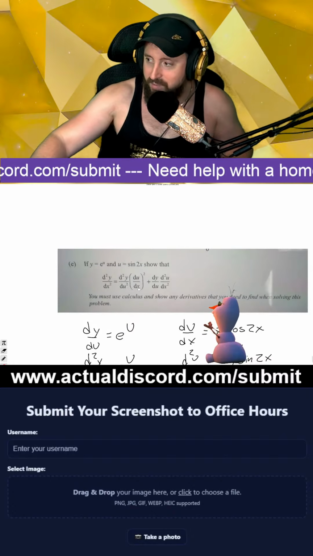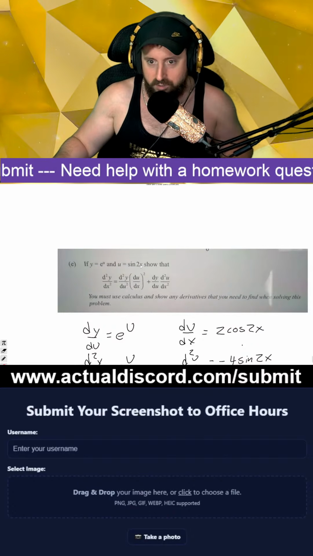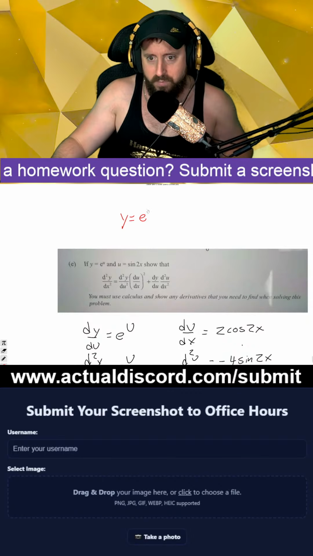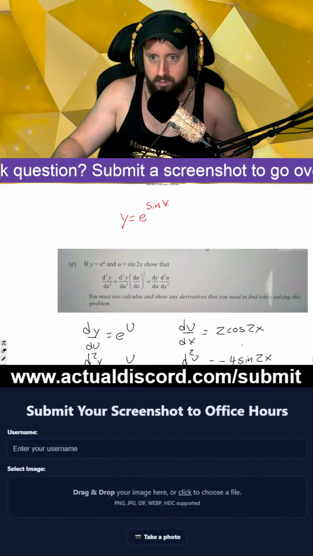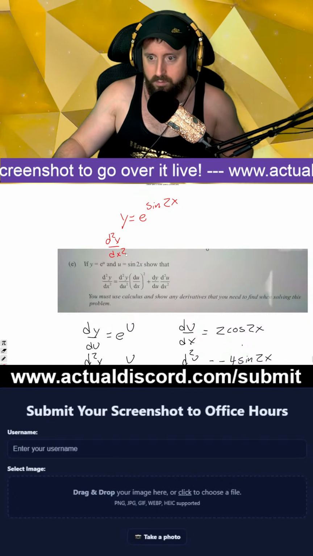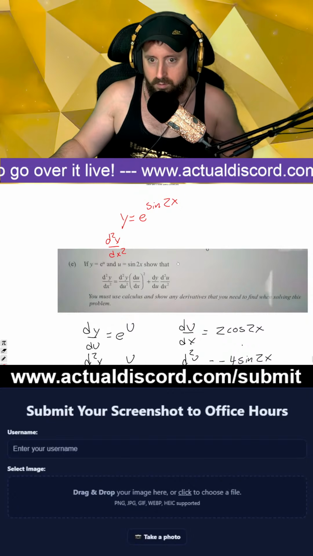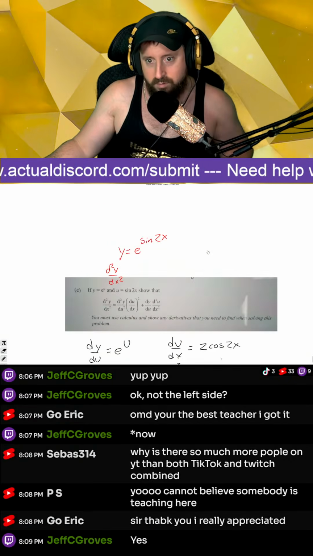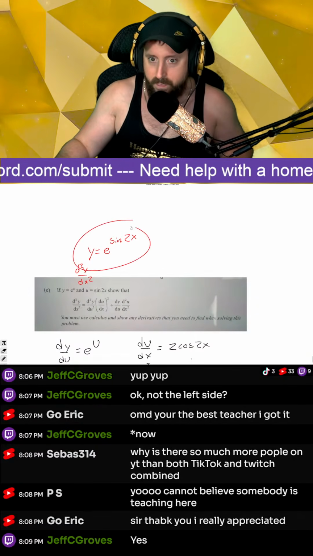I guess Jeff is saying that I could have also just substituted this in. Is that what you're saying, Jeff? I could have said y is equal to e to the sine 2x, and then done d squared y dx squared. I think that's kind of what he's saying. So yes, Jeff is saying that. Okay, so one sec.